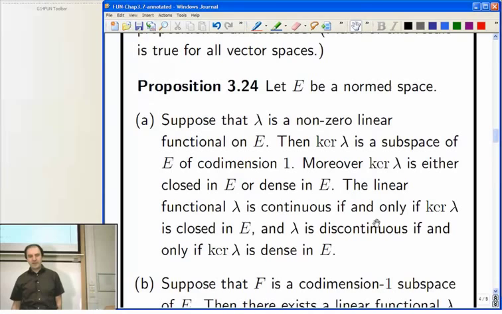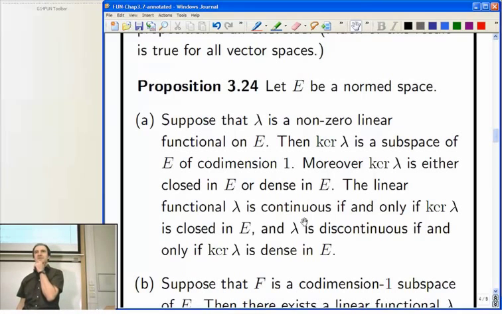Now here's an interesting one. Leave this to you as an exercise. This bit's not quite so easy, but it's on a question sheet. Some bits of this are easy. Suppose a linear functional is continuous. I claim then the kernel must be closed. Why is that immediate? So why must the kernel of a continuous linear map be closed?